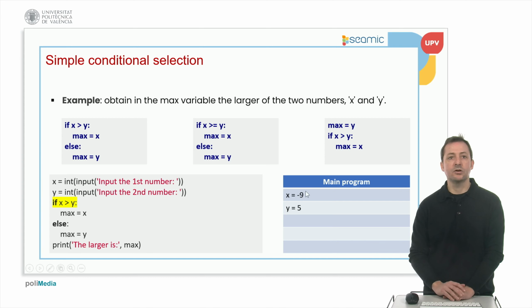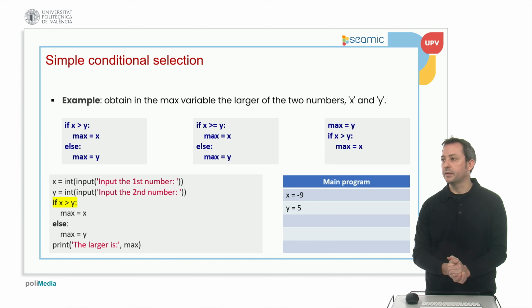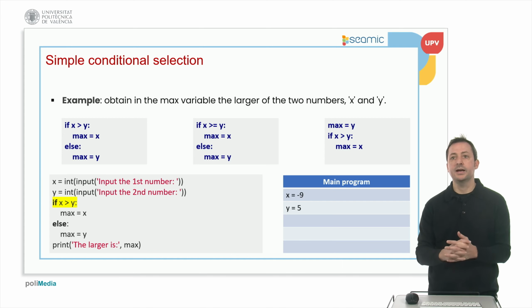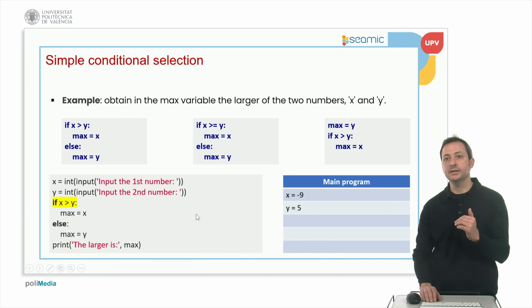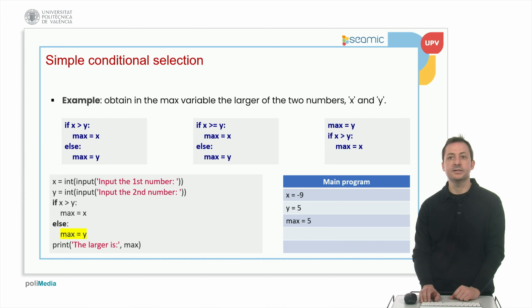The next instruction is this comparison. So we test whether or not this condition is true. Here we are comparing if x is greater than y. In this case, this condition is not true, since -9 is not greater than 5. So automatically the code goes here and executes the else statement and the actions that are inside the block of the else statement, that is this.